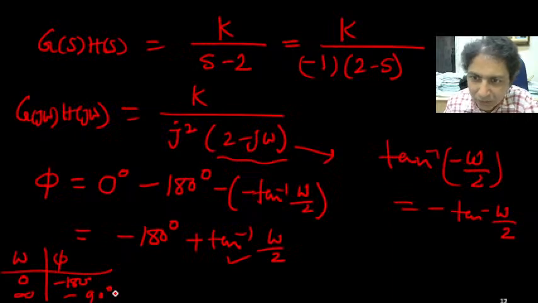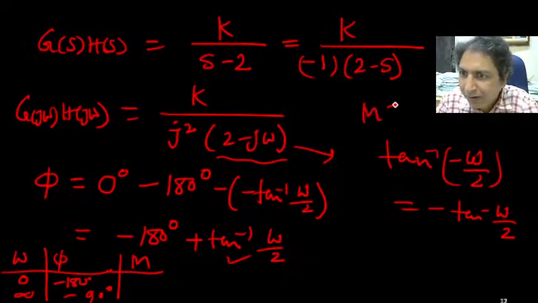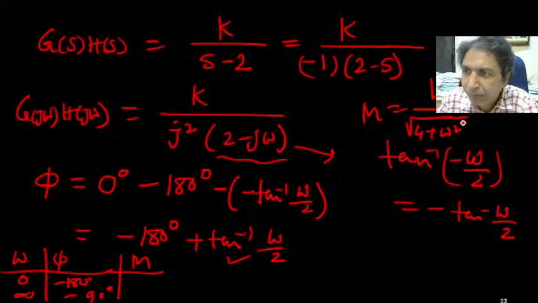And what is the magnitude? So magnitude also you can calculate, the corresponding magnitude. So magnitude is simple, it's k upon square root of 4 plus omega square. Okay, so at omega equal to 0 it is k by 2. At infinity it will become 0.